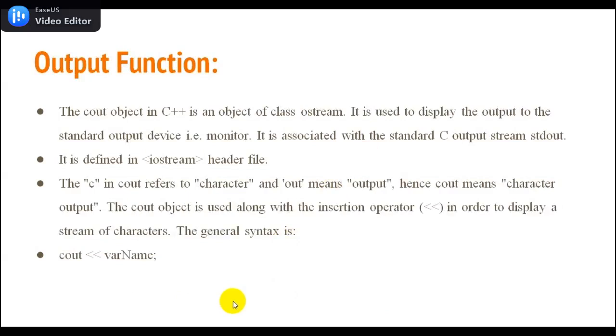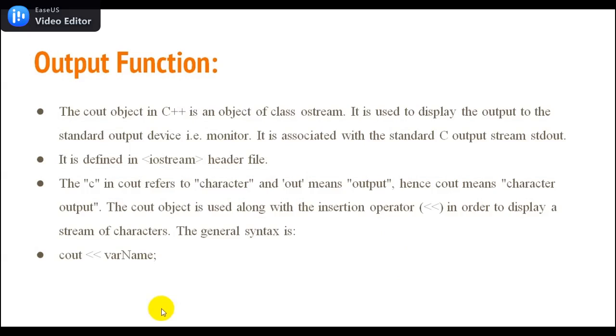Cout is a function which is used to display the output to a standard output device like the monitor. If we are using Cout in our program, then we must include the iostream header file in our program. Here is the basic syntax of Cout: Cout, double arrow, variable name. This variable name will be displayed on the output device like the monitor. This double arrow operator is known as the insertion operator. So Cin and Cout functions work the same like printf and scanf, which we have used in C programming.